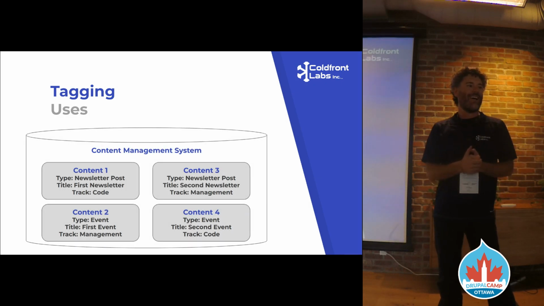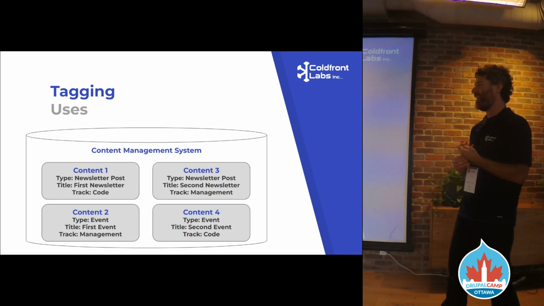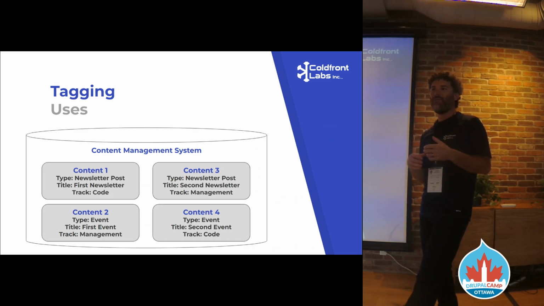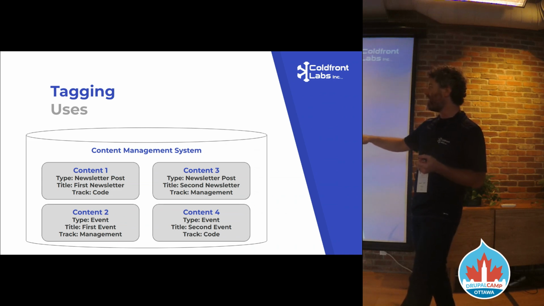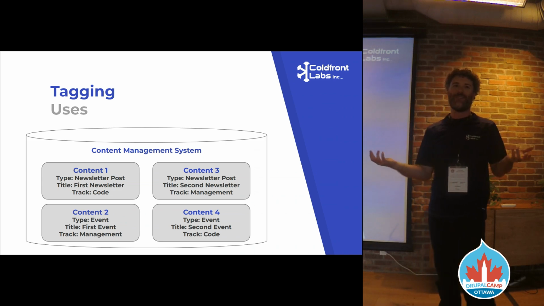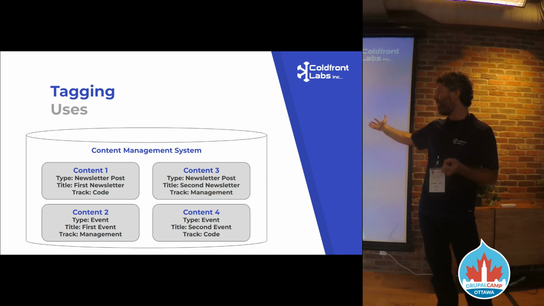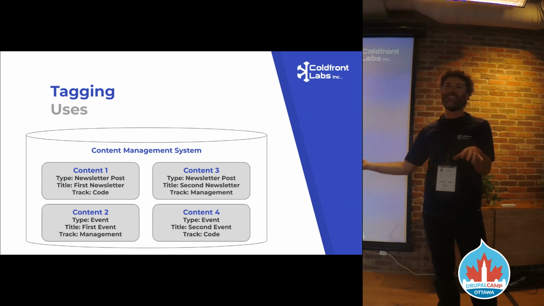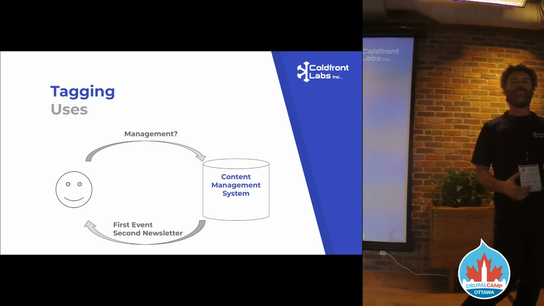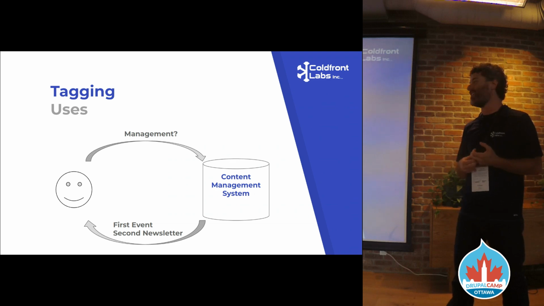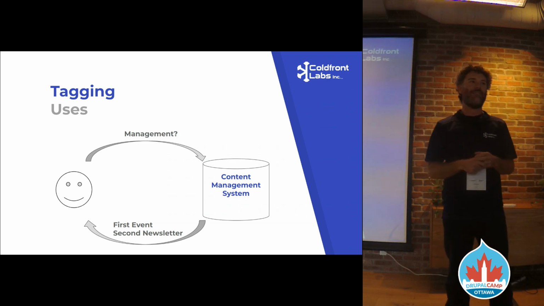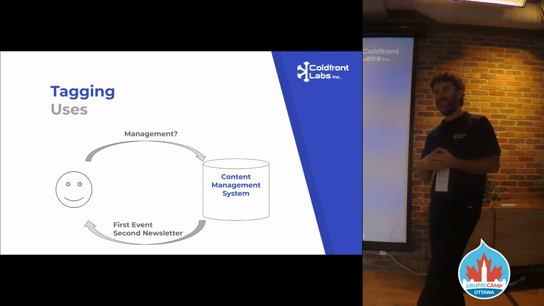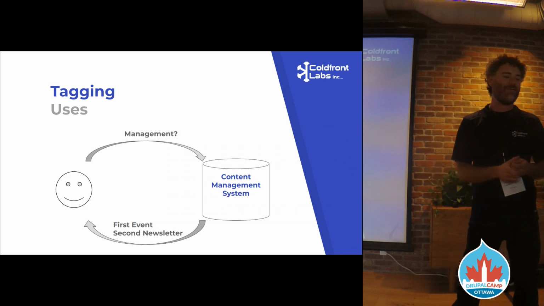For instance, here's our content management system again, with a vocabulary called track. So we're tagging it with a track now. We have a newsletter and an event both tagged with the track code. And then we have another newsletter and event tagged with the track management. With this information, a user can then ask our content management system, hey, I'd like to know everything about management. And the system knows this. It can then answer with, here's the content that is tagged with management.